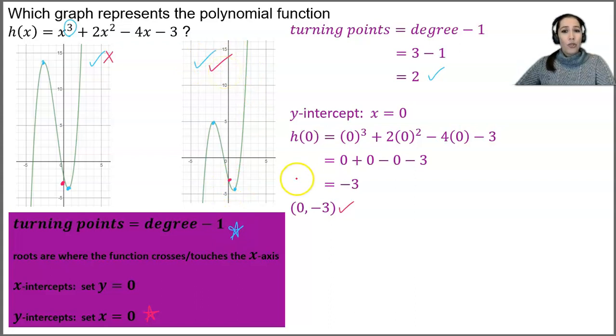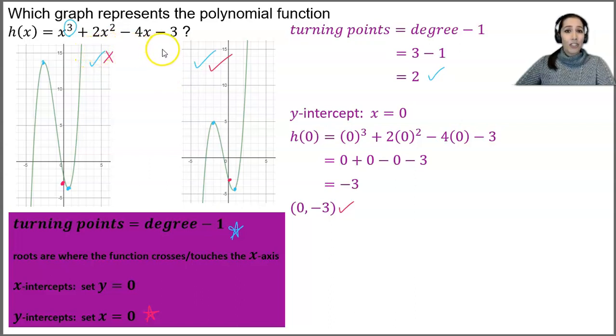Now, if you can't really tell, because that first one is kind of hard to tell, another technique you can do is to look at the x-intercept. The x-intercept is where y equals 0. So that means I would take h of x and replace this whole thing with a 0. So I'd have 0 equals x cubed plus 2x squared minus 4x minus 3, and I would have to solve for x. But that's going to be a little bit tricky because I could possibly have 3 roots, and I'm not going to go through all of that trouble.